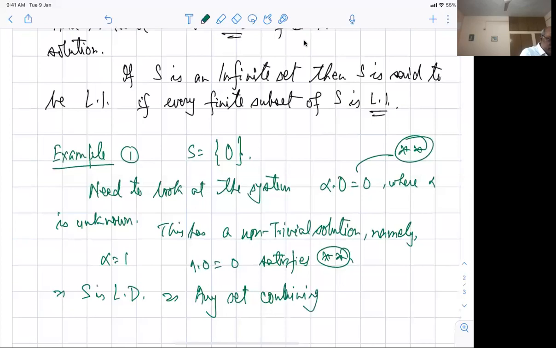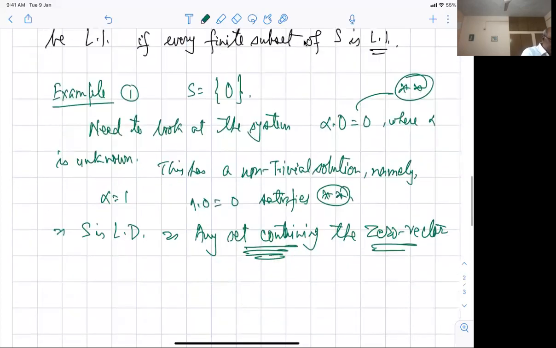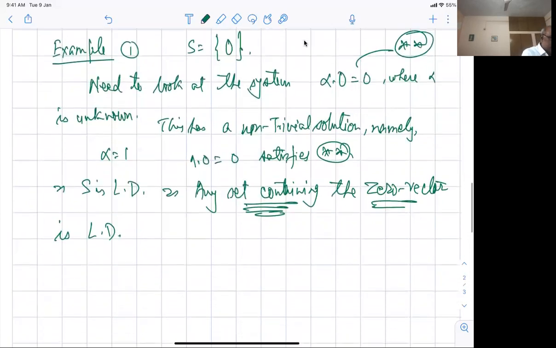implies S is linearly dependent, implies any set containing the zero vector is linearly dependent. Fine, because I can always put 1 there, I'll get a non-trivial solution. All the rest, the alpha i's, I can put 0, and wherever there is a 0, I can just put 1 there and get a non-trivial solution. Fine. This is 1.